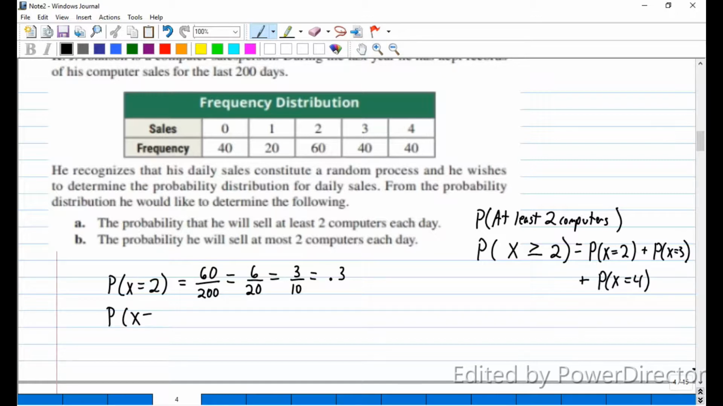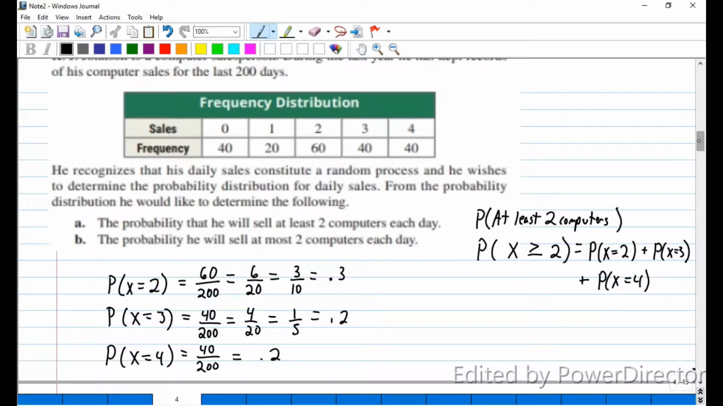So the probability X equals 3. Let's see. He sold 3 on 40 of those days. So 40 out of 200. So that's going to be 4 out of 20, or 1 out of 5, which is 0.2. And then the probability that X equals 4. He sold 4 computers on 40 days. So that's 40 over 200 again, which we just showed was 0.2.